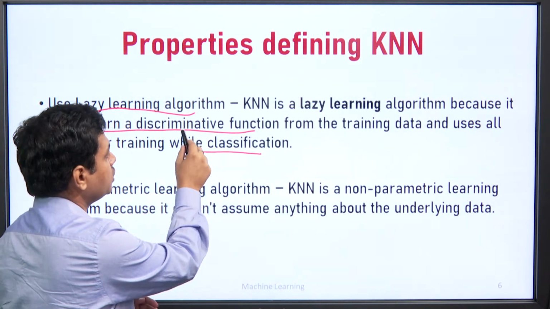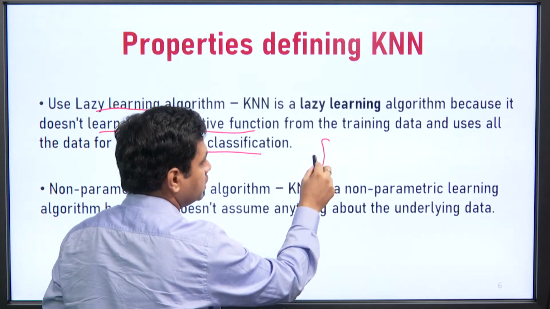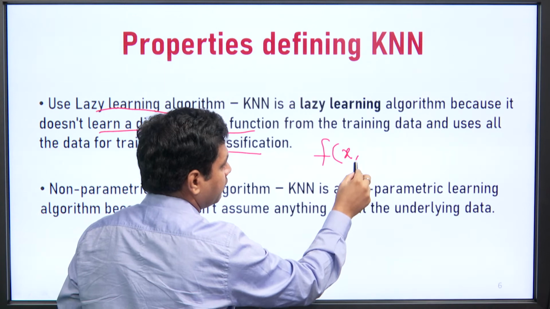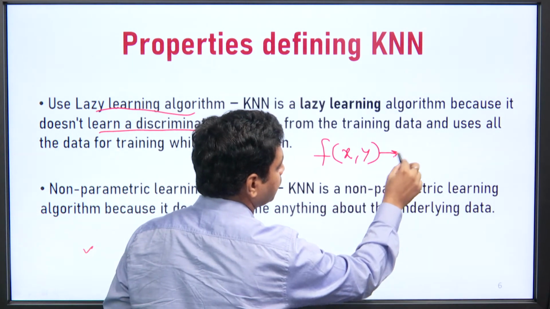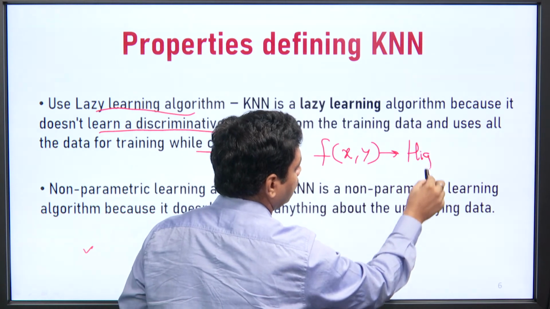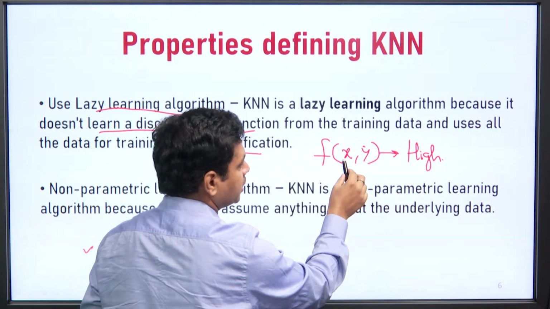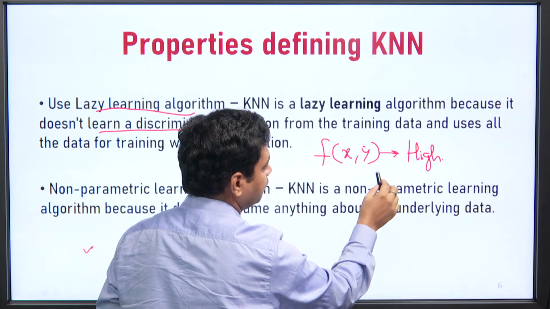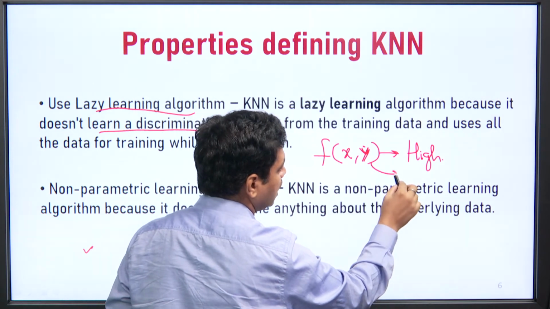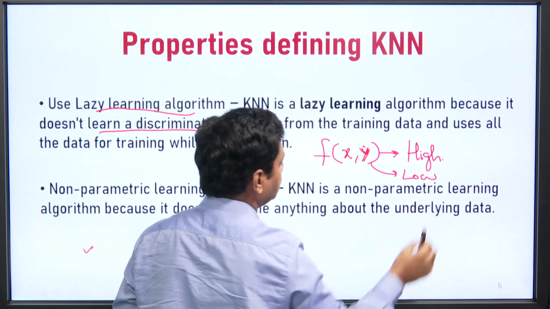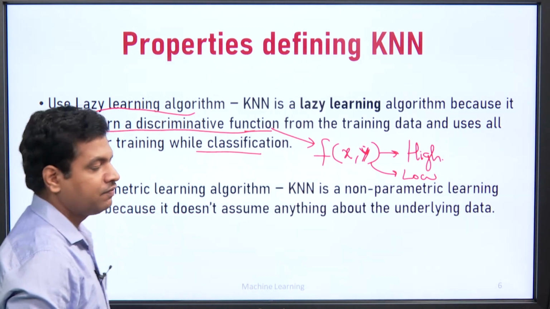So, what is a discriminative function? It is a function f of x comma y. This value will be high when y is the correct answer to x, but if y is not the correct answer to x, then this function will have a low value. So, this is an example of a discriminative function.